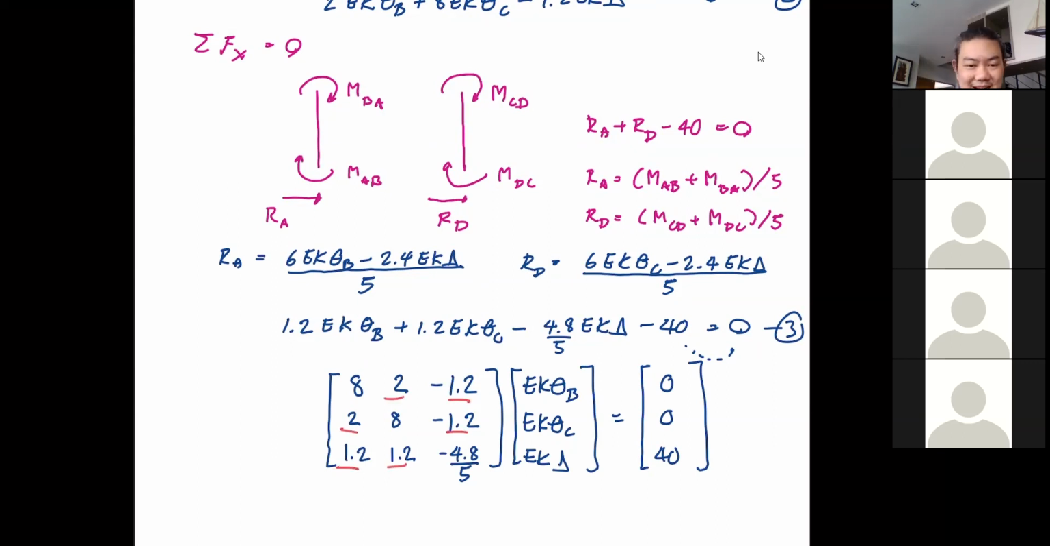If you have something like that, wow, we are in a very, very good shape. And this is of course the stiffness matrix. Go ahead and solve this. You're going to get EK theta B, EK theta C, and EK delta, okay? So is there any question? A little bit more work to solve the side sway problem. Okay, let me stop the recording. It's getting long, this one.